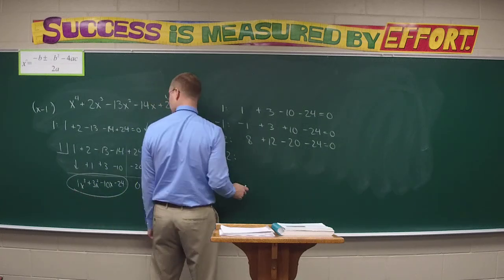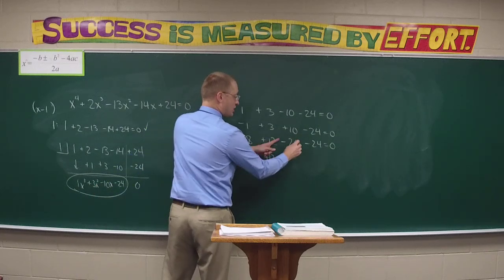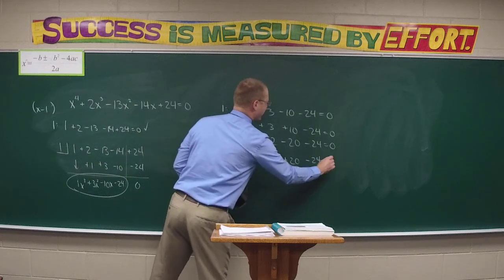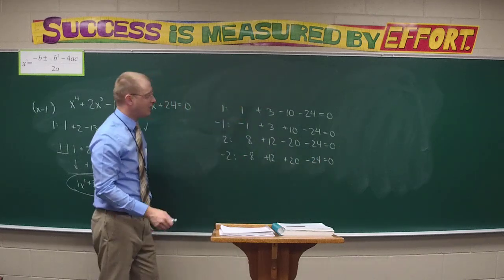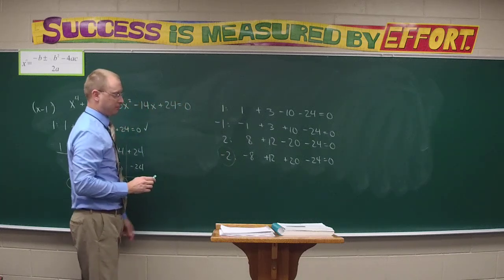Cube the negative 2: negative 8. Of course, this is going to stay the positive 12. This is going to change to a positive 20. And of course, this is going to stay a negative 24. Again, there's that shortcut I was mentioning yesterday. Does that come out to 0? So there's our next root.